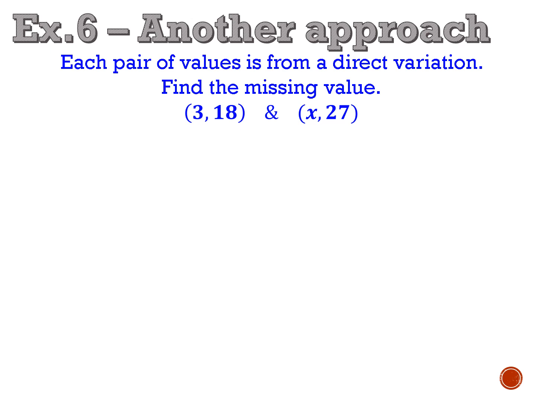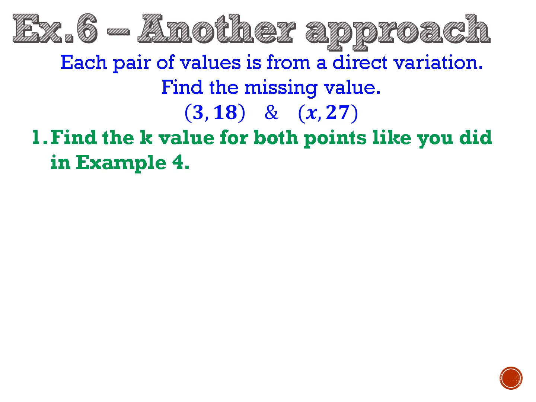So we both know that they're from the same direct variation. So what if I set them up and found the k for both points? Now I know you're probably going, what? You can't do it. Well, we kind of can. It's just one part's going to be a variable. So I'm going to find the k value for both points, just like we did in example 4, example 5, and the previous example 6.